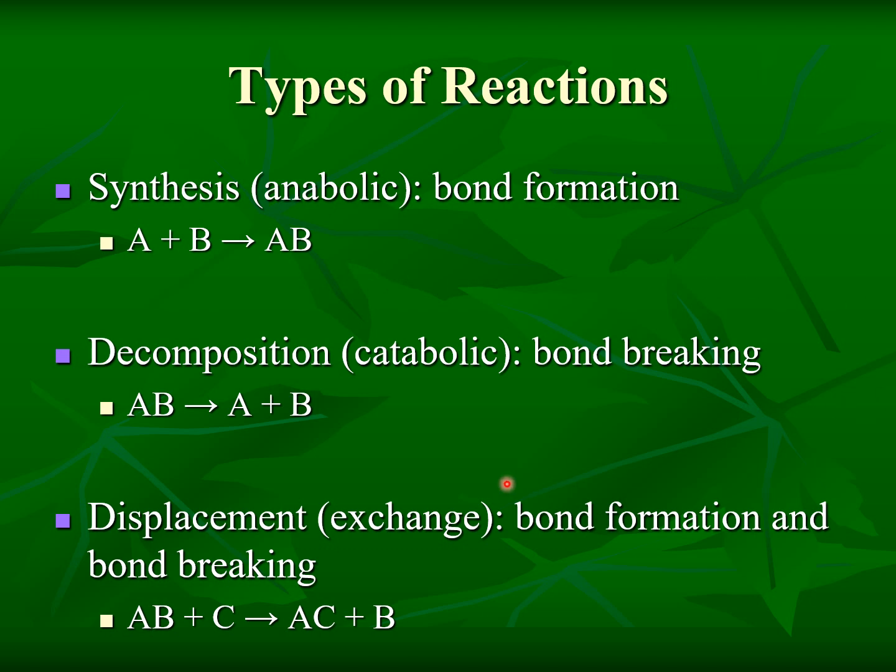A decomposition or a catabolic reaction is bond breaking. So you're starting with a larger compound, you break the bonds, and you get these smaller components. A displacement or exchange reaction is when you have the combination sometimes of the two. So in here you would break the bond between A and B. Breaking that bond is the catabolic reaction, but then now you're going to form a bond between A and C, and so that's an anabolic reaction. You're synthesizing this. So you're taking the B off and putting the C on. So it's a combination reaction there.